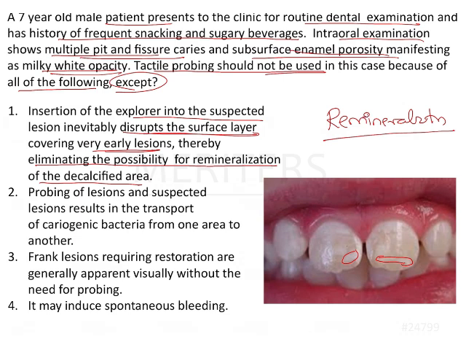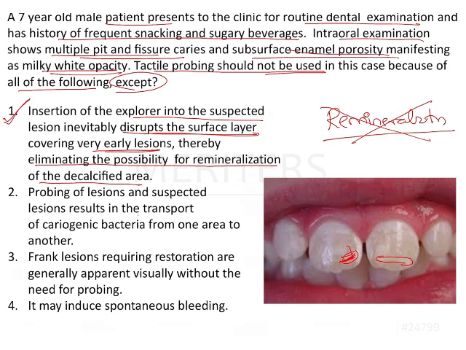However, if we place an explorer into this area and remove that surface layer because of tactile probing, then the chance of remineralization has been eliminated and a cavity could develop there. So this is one of the reasons why tactile probing should not be used in this case. So this seems like a correct reason to not do tactile probing.